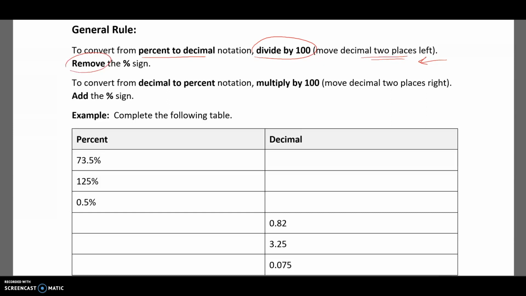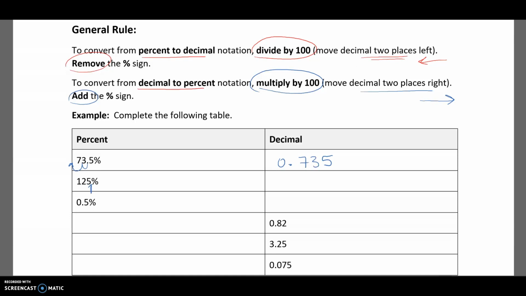If you're already in decimal form and want to convert to percent notation, we do the opposite. We multiply by 100, or move the decimal 2 places to the right. Once we've converted from decimal to percent notation, it's important to add the percent sign. Let's work through the examples in the table below. So starting at a percent, 73.5%, to move to a decimal, I move the decimal place 2 places to the left, so it'll go this way, and this would be 0.735. Notice that I didn't include the percent sign.